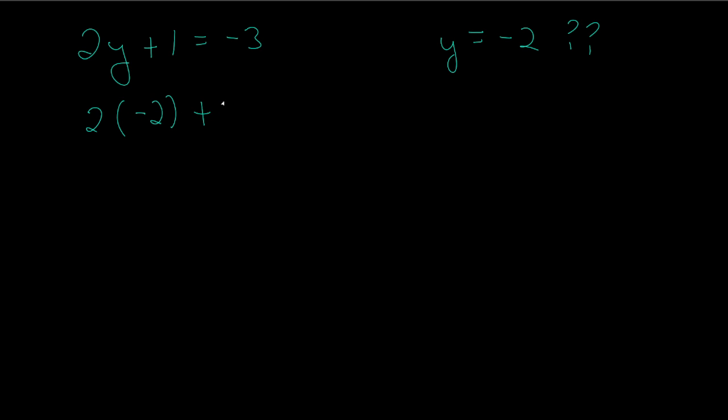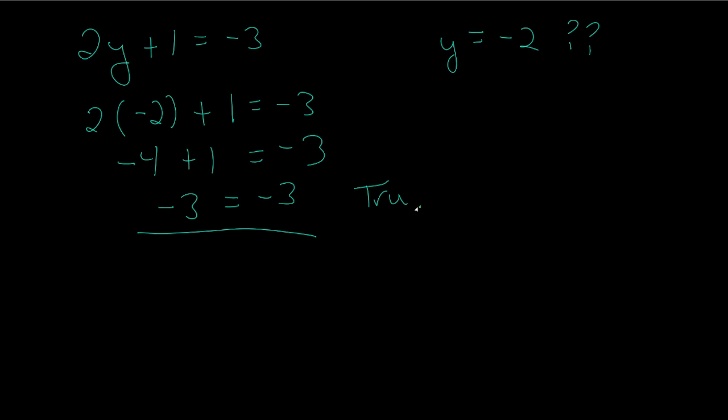Again, I use parentheses. And since I have only a number on the right-hand side, and I have my variable substituted on the left-hand side, I'll only work on the left-hand side. So 2 times negative 2 is negative 4. And negative 4 plus 1 is negative 3. And when I look at this, this is true, which means that, yes, this is a solution.